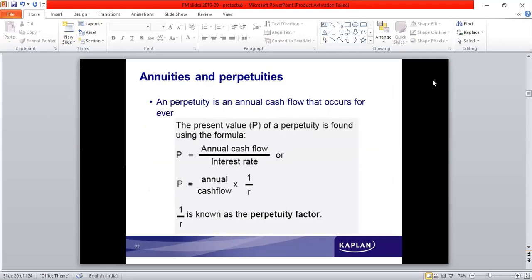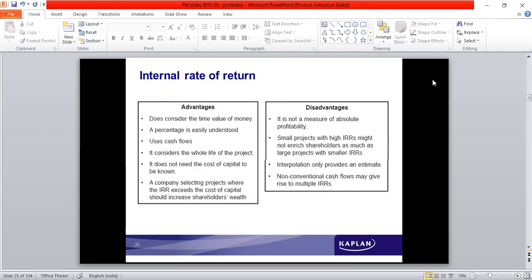And in case of IRR, the advantages: it considers the time value of money, and a percentage is easily understood. The percentage of profit, or percentage of return, is easy to understand. It can also be used for comparison. If one project has 9% IRR and another project has 10% IRR, the one with the higher percentage will be preferred. It considers the whole life of the project.